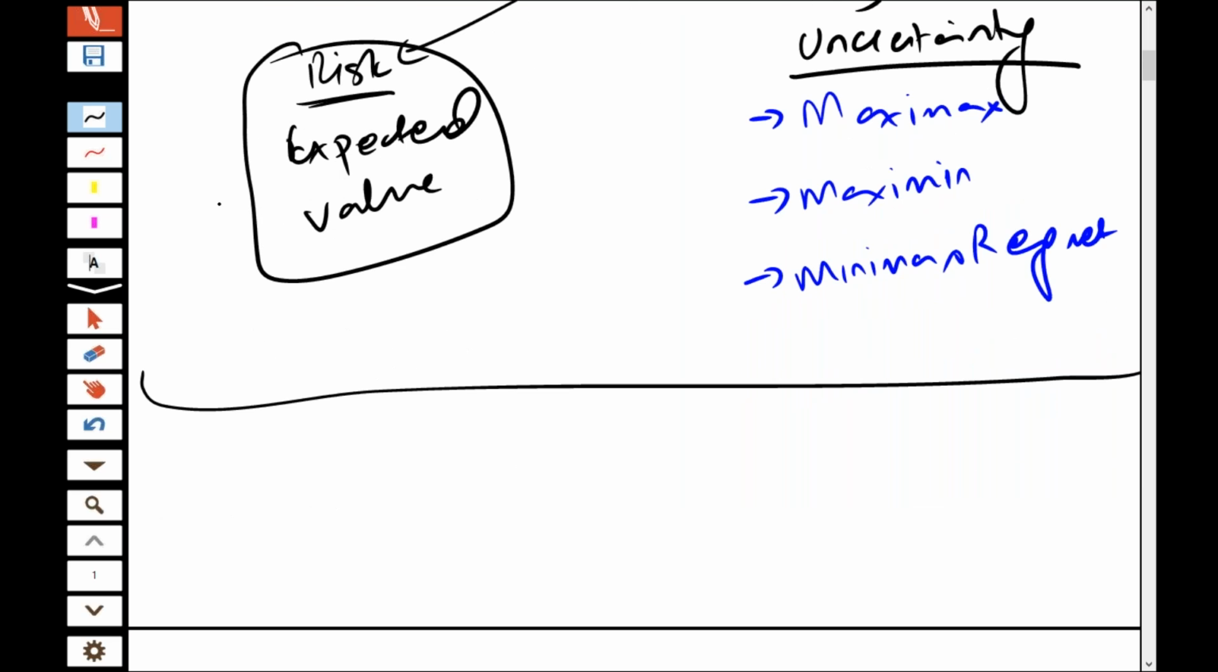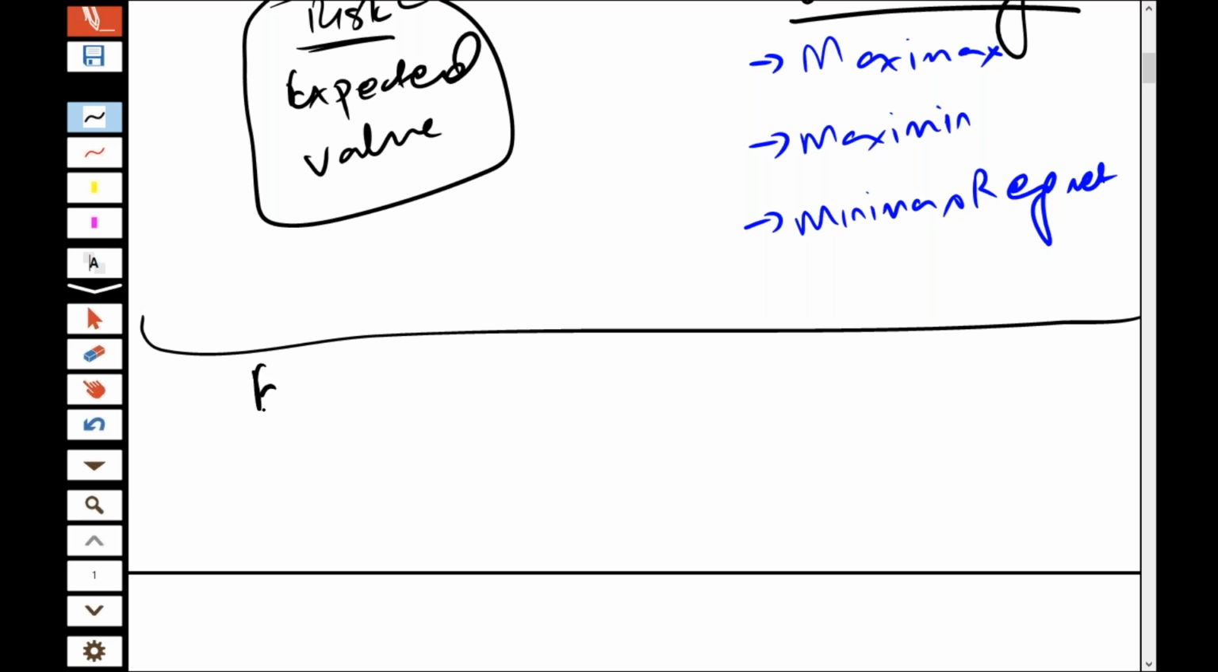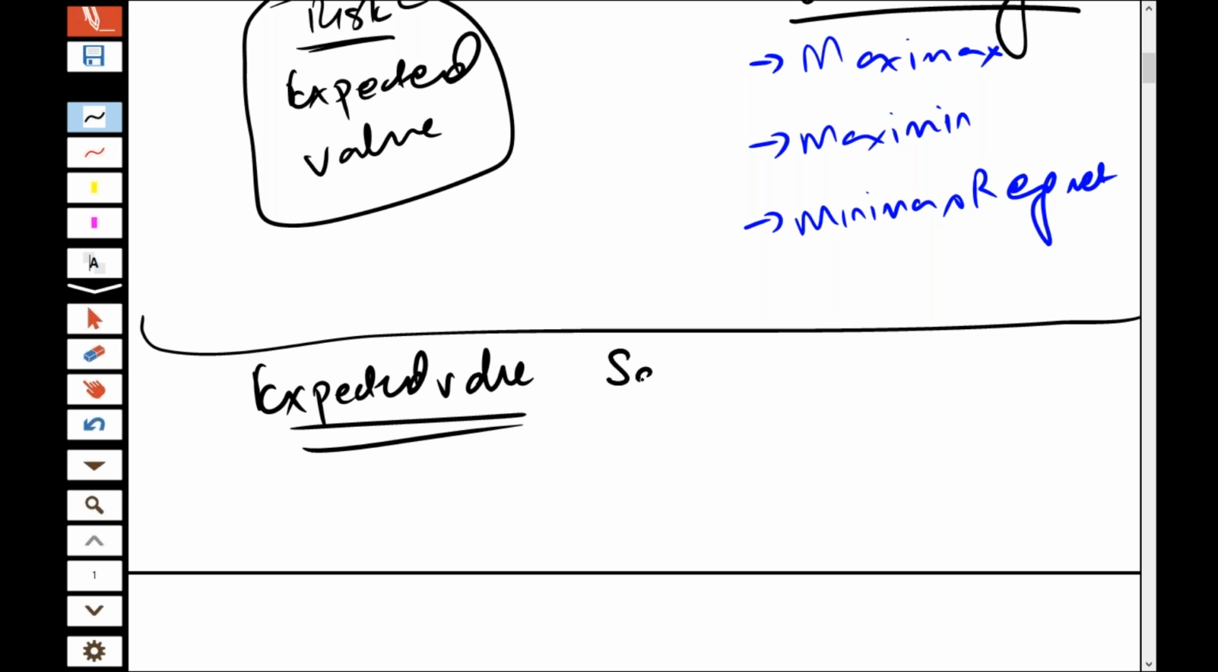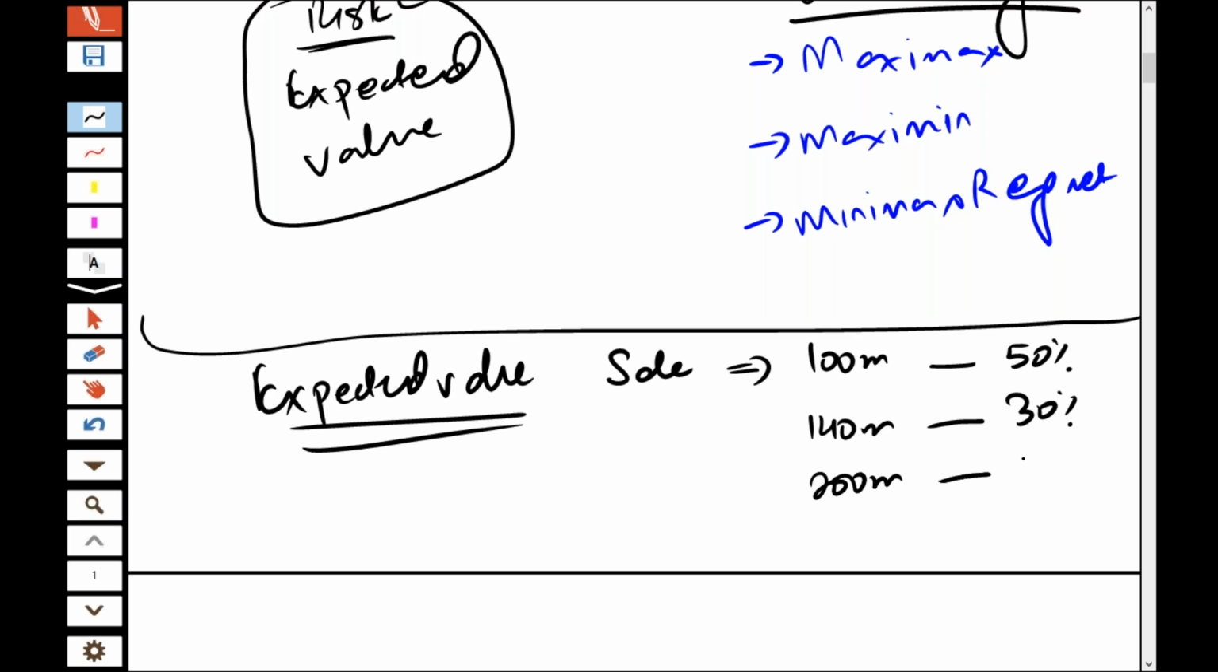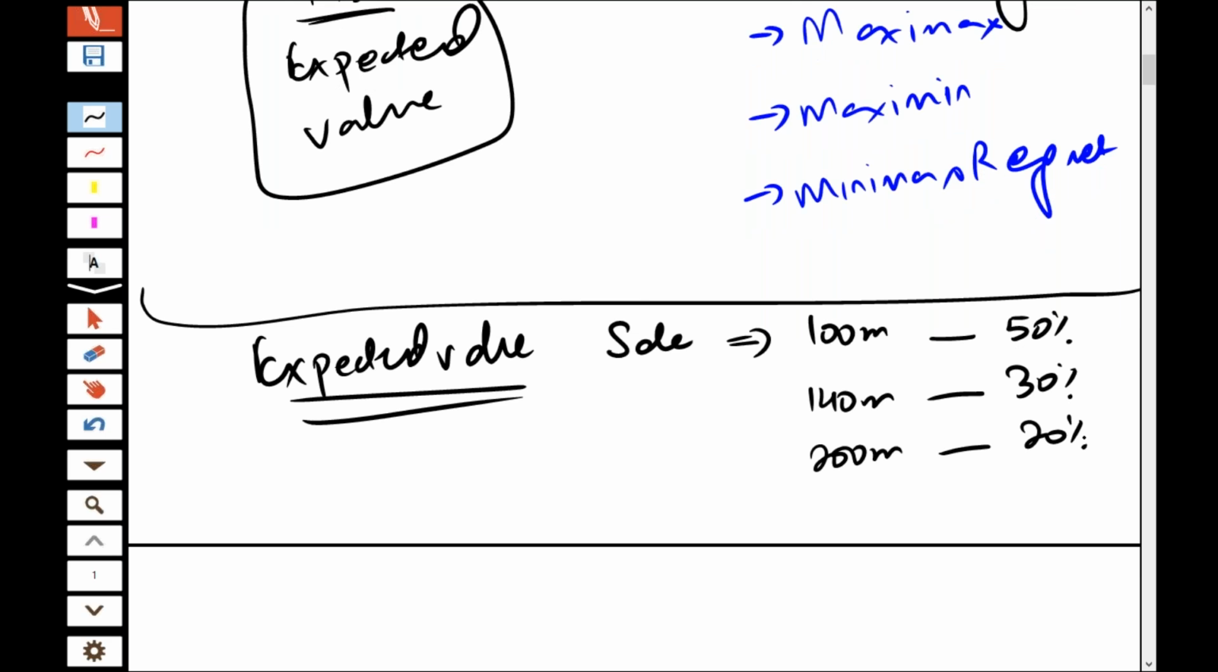If I discuss the concept of the expected value technique, what exactly do I mean by expected value? The concept is like this. Assume that you have multiple likely outcomes of sales. The sales are going to be 100 million, there is a 50% chance for it. The sales are going to be 140 million, there is a 30% chance for it. The sales are going to be 200 million, there is a 20% chance for it.